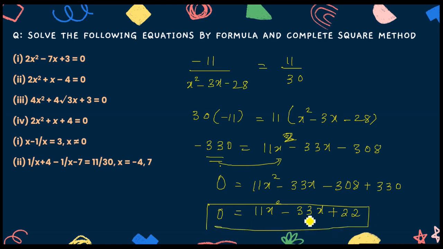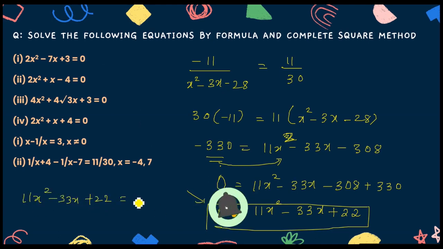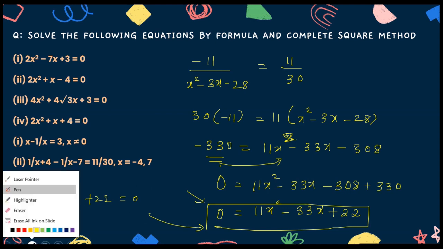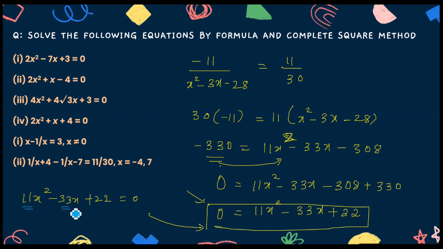This is our quadratic equation which is ready. Now students, don't think like I have written it in another way. Whether you write 11x square minus 33x plus 22 equal to 0 or like this, one and the same. You can write however you want. Now you have to solve this. You can see very clearly there is a common factor. You can take 11 as common because 11 is present everywhere. 11 3s are 33, 11 2s are 22. So x square minus 3x plus 2 equal to 0.